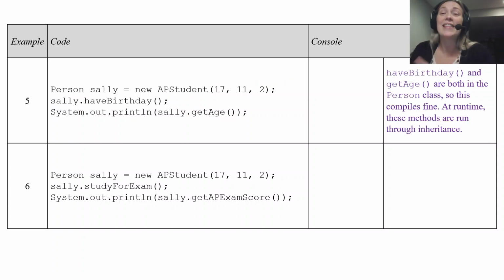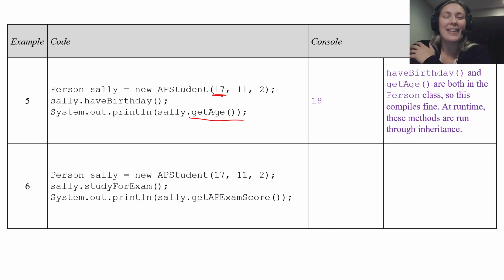All right. Then at runtime, these methods, Sally.HaveBirthday and Sally.GetAge, are run through inheritance, meaning the program will check AP student class for these two methods first, and it won't find them, so it'll go up to the student class. It'll check for those two methods in the student class, and it won't find them, so then it'll go up to person, and then it'll find those there. So Sally has a birthday, so her age increases by 1, and then when we get age, it turns out to be 18.